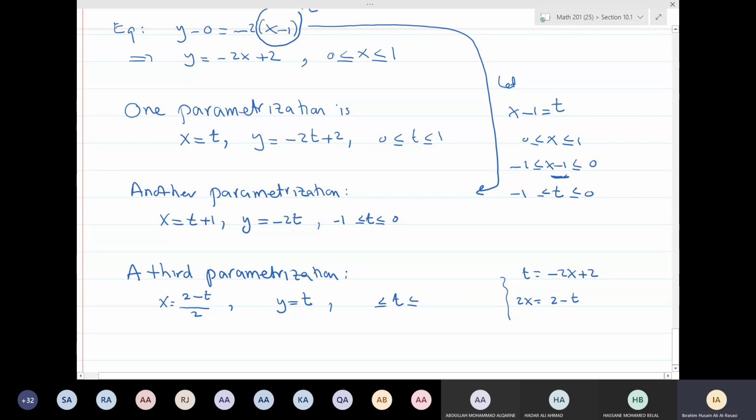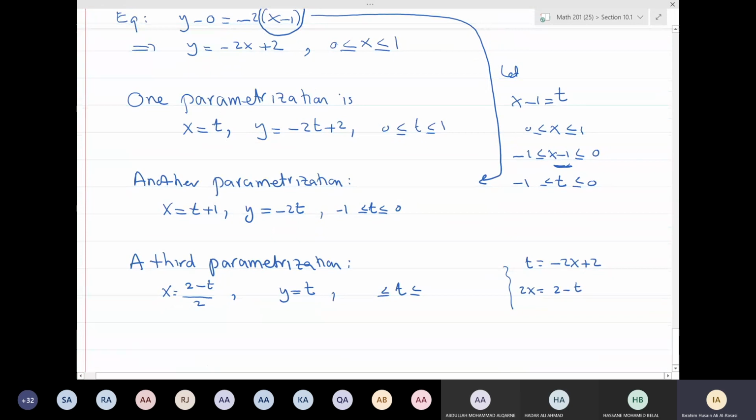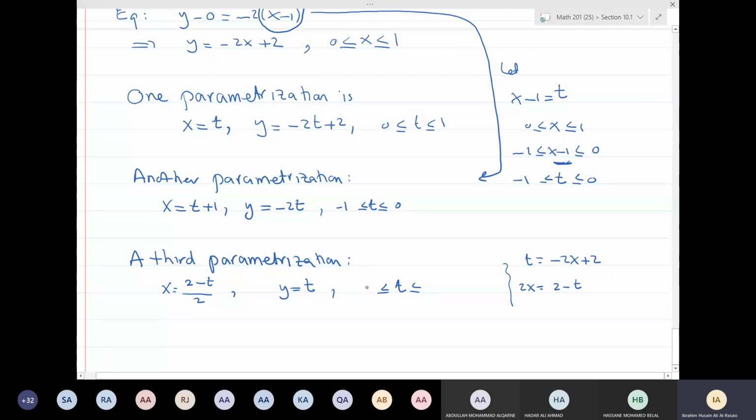What is the interval for t? This is the line segment. What is y between? 0 to 2. Yes, from here to here. When you take y, t is between 0 and 2. Just play with the original equation. This is the third parameterization.